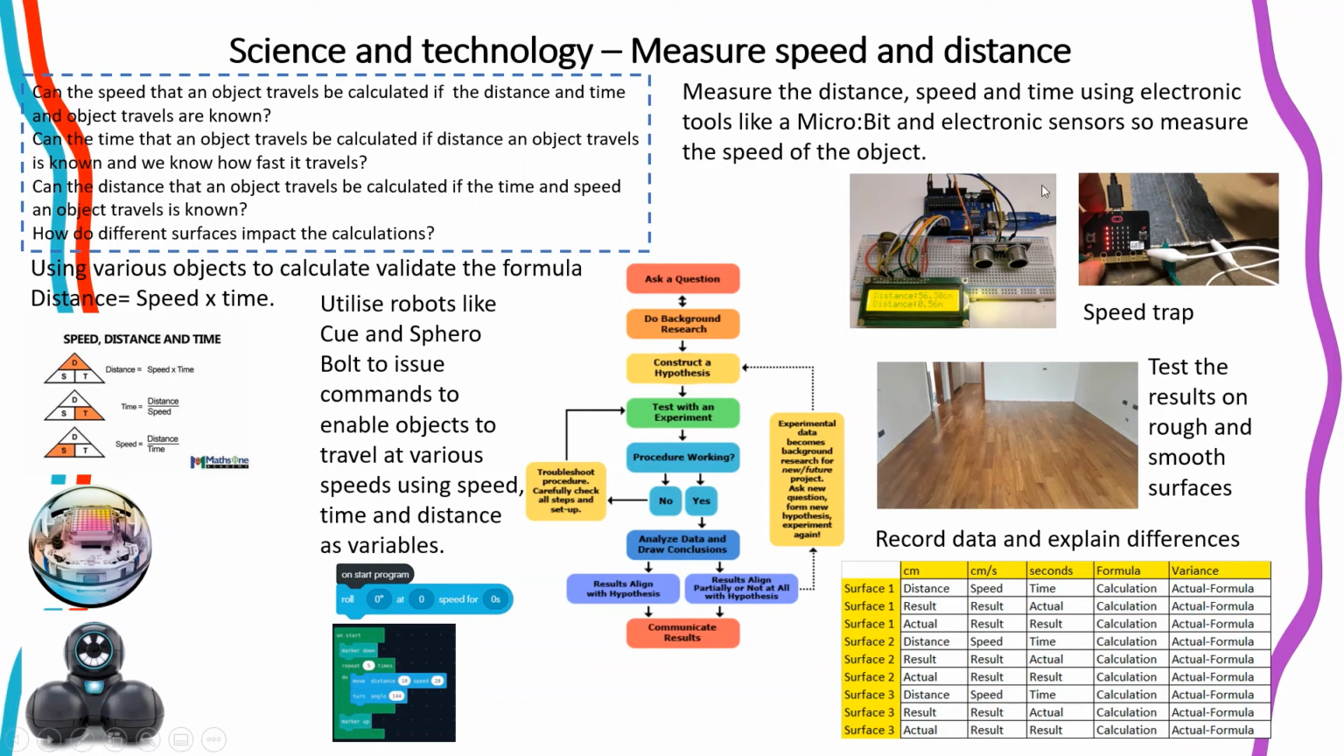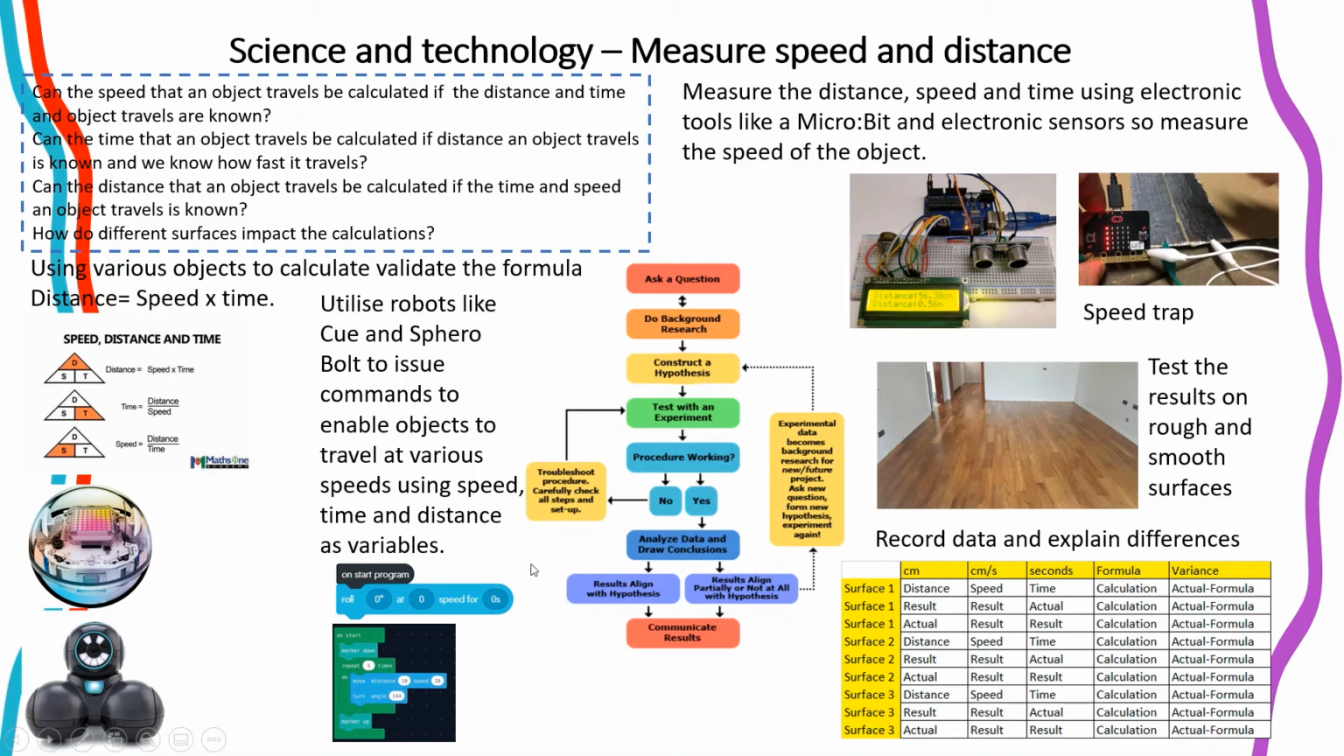So here's an example of how to measure speed and distance. You've got the scientific formula there, which is a mathematical formula on the one side. On the other side, you've got your tools, and I'm utilizing two robots. One is a sphere, and it can move probably a lot faster than a normal robot that's got little wheels.